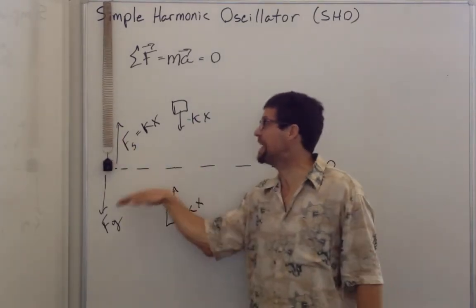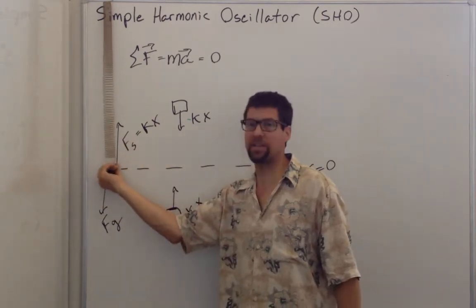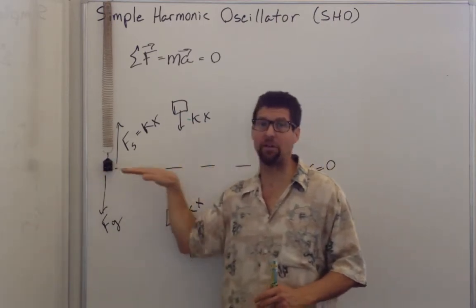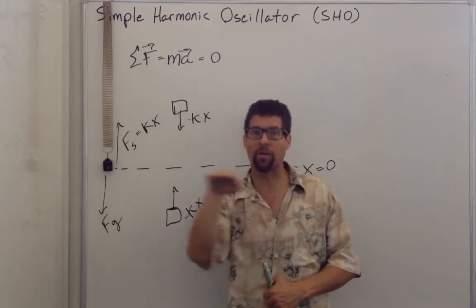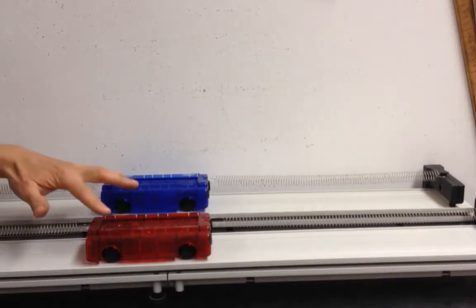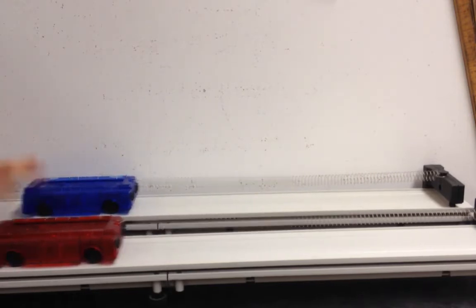And so what we can see is gravity here actually doesn't affect the behavior. This would be the same if there was no gravity. For instance, if we laid this level and the object was allowed to oscillate back and forth, it would only be spring driven. Using these near frictionless carts on a track, we can show how gravity doesn't matter. They still oscillate back and forth.